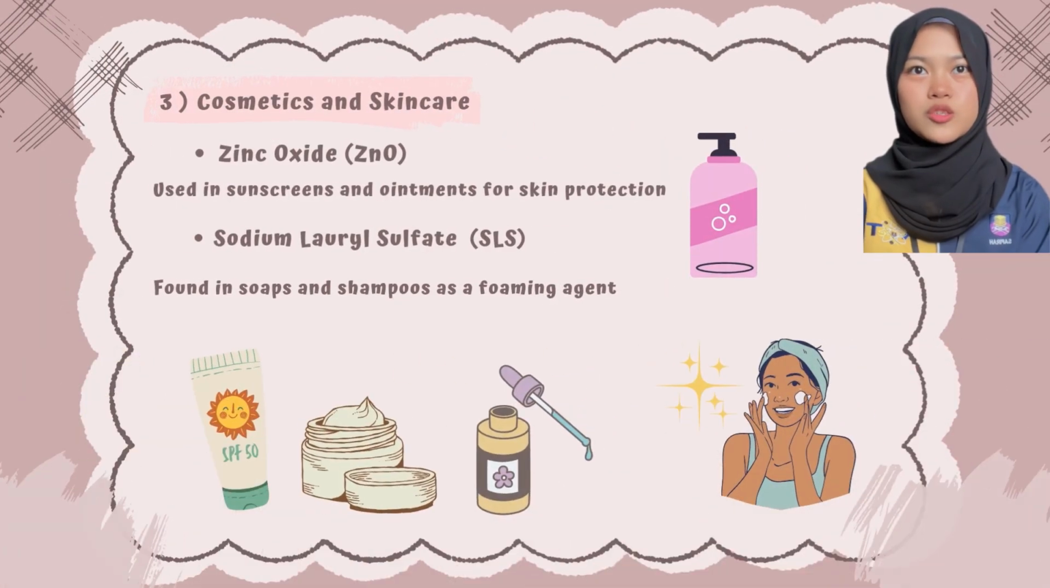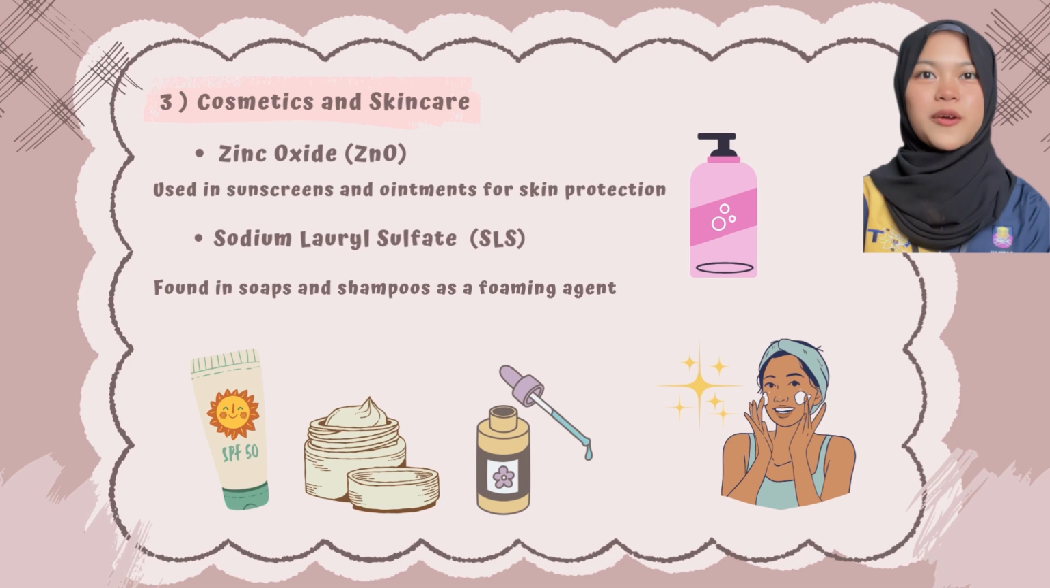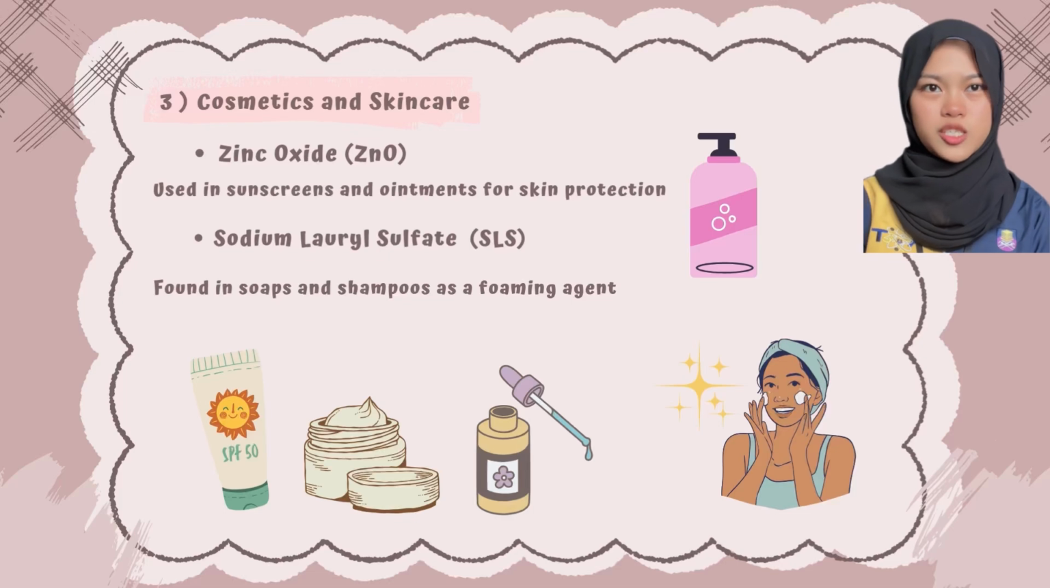And lastly, we also use salt in cosmetics and skincare. Number 1, zinc oxide. We use this in sunscreen and ointments for skin protection. It helps to protect our skin from UV light.